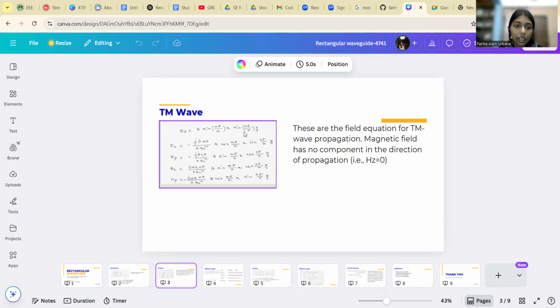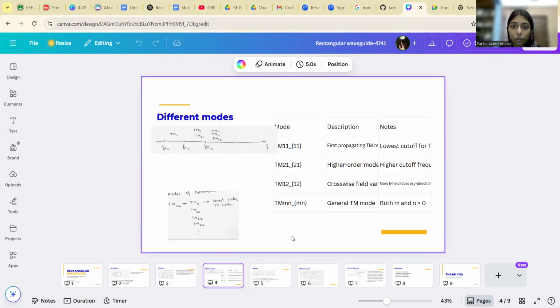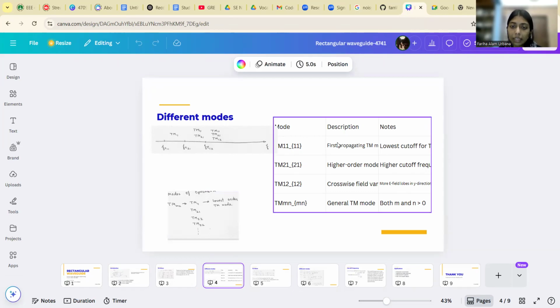And we can see here the basic four field equations for this case, as Hz is zero. So we don't have this equation. There are main four equations: Ex, Ey, Hx, and Hy. So there can be different kinds of modes operating for this case. A rectangular waveguide actually supports different kinds of modes. Primarily for TM wave, there can be four types of modes that are mentioned here.